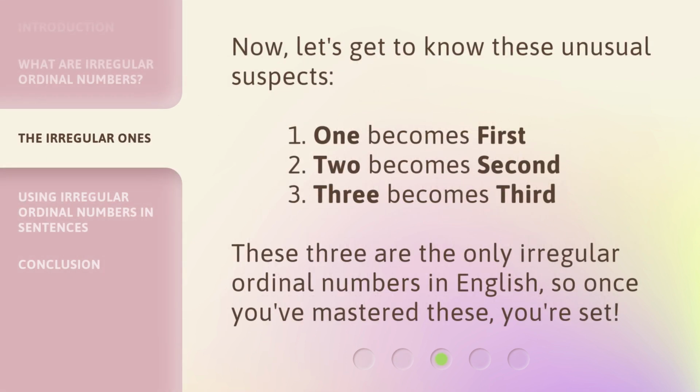Now, let's get to know these unusual suspects. 1 becomes first. 2 becomes second. 3 becomes third. These three are the only irregular ordinal numbers in English. So once you've mastered these, you're set.